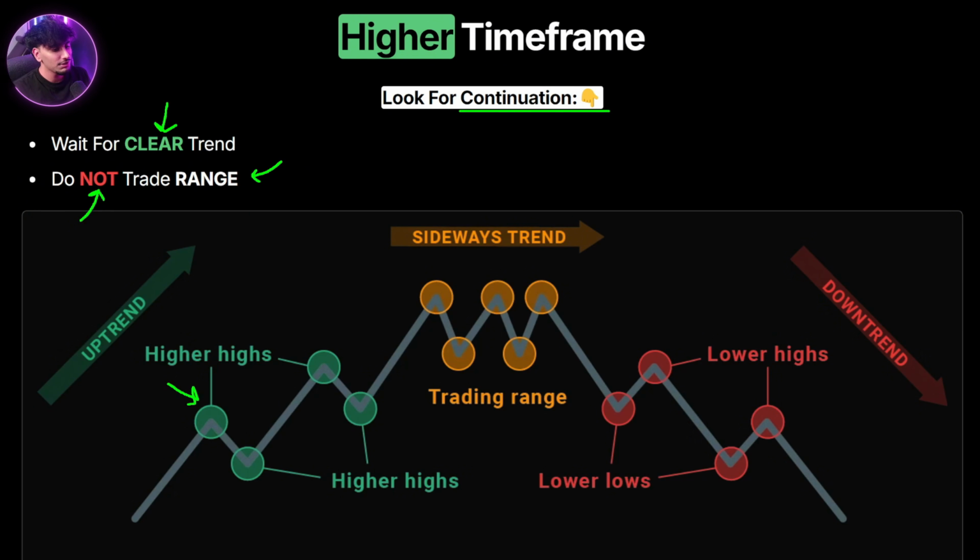Now, for myself personally, I trade the uptrend and I trade the downtrend. The one thing I avoid is sideways action. Sideways action simply means that there is equal highs and equal lows. This is the range, and for myself, because I'm a momentum trader, this is going to be where the most chop is.